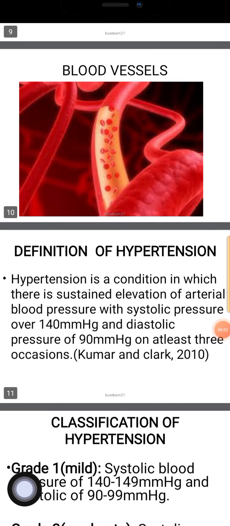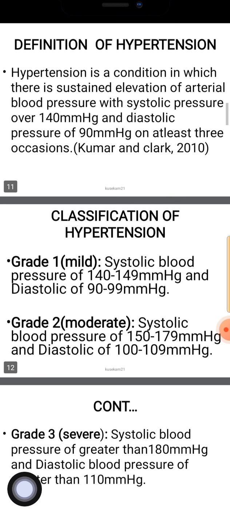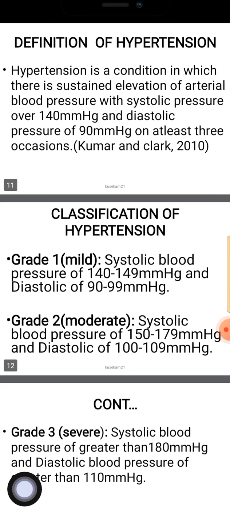Then that's the blood vessels. Okay, so the definition of hypertension: hypertension is a condition in which there is sustained elevation of arterial blood pressure.